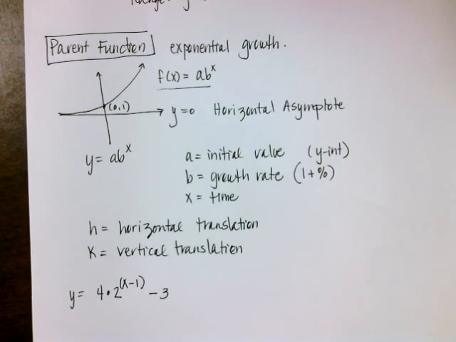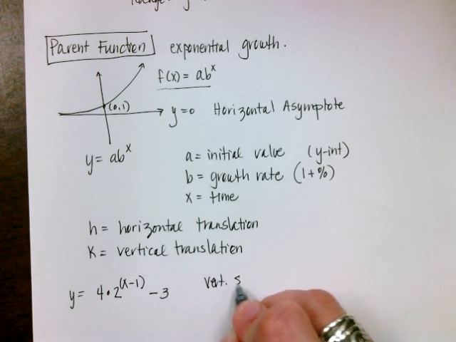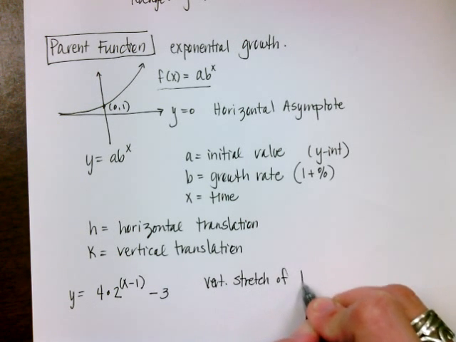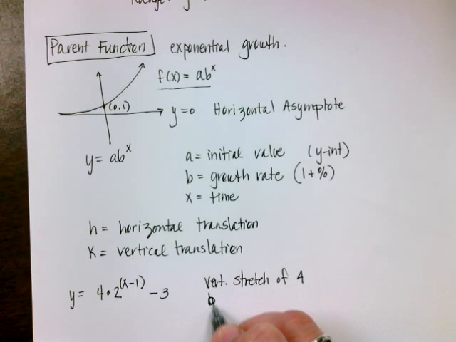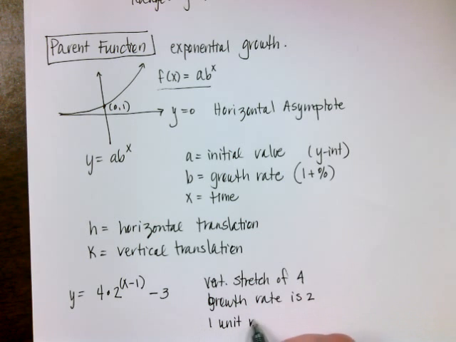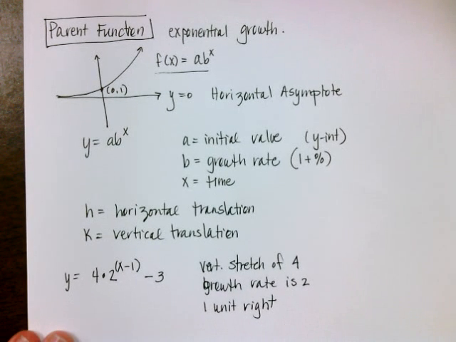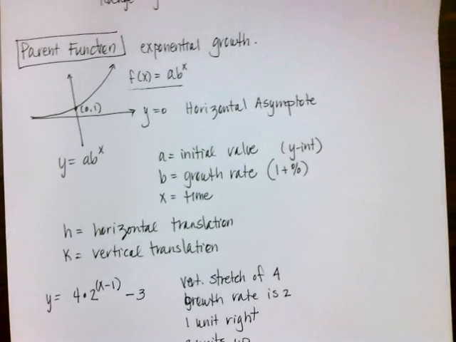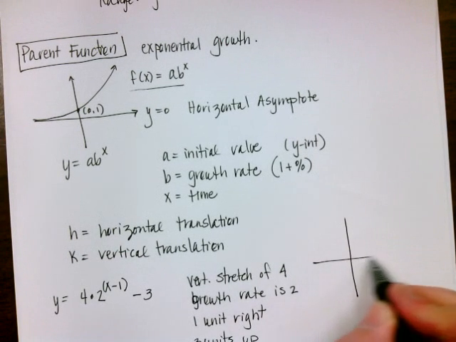If I described my translations, I would say that this one has a vertical stretch of 4. The growth rate is 2. It's going to move 1 unit to the right. Remember that all horizontal translations are associated with the x, and all vertical translations are outside the function, so then it's going to shift 3 units down. If I graphed this function, it would look something like this.